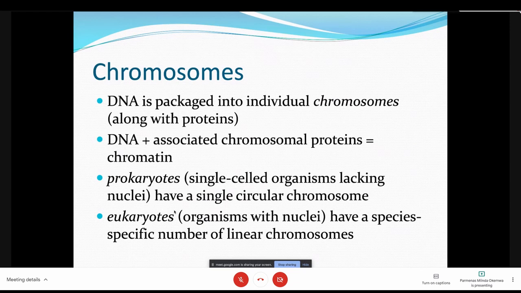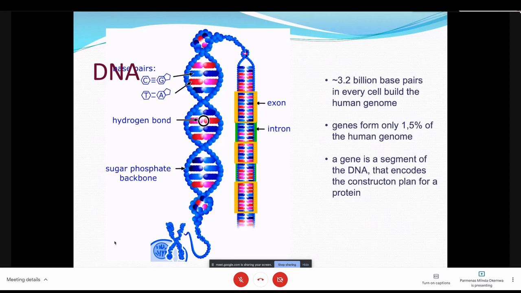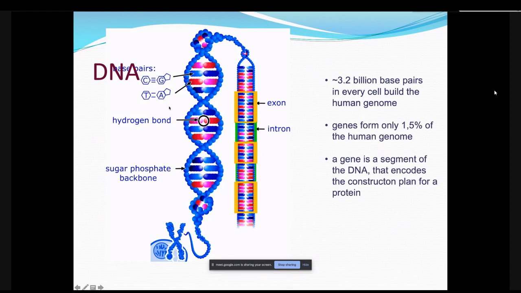They have species, and every species has a specific number of linear chromosomes. And from this diagram, you can see that DNA is a double helix, and there are two strands which are intertwined, and they contain various bases, as you can see there, C, G, T, A, and these are bonded together with hydrogen bonds. And the backbone of it is a sugar-phosphate backbone.